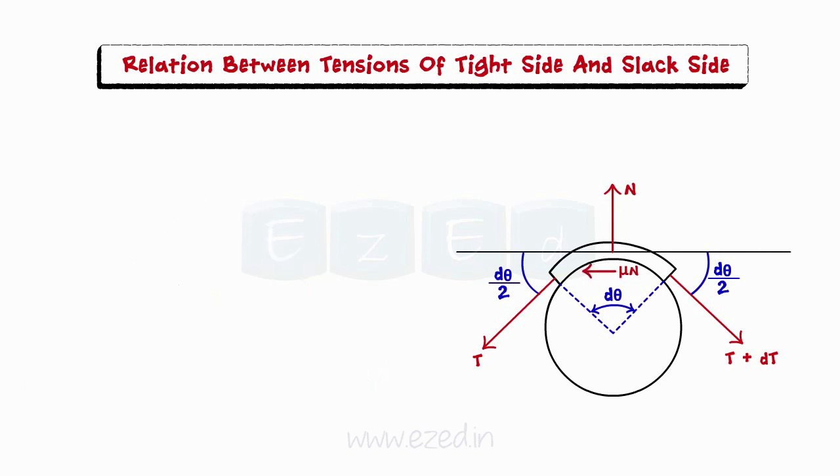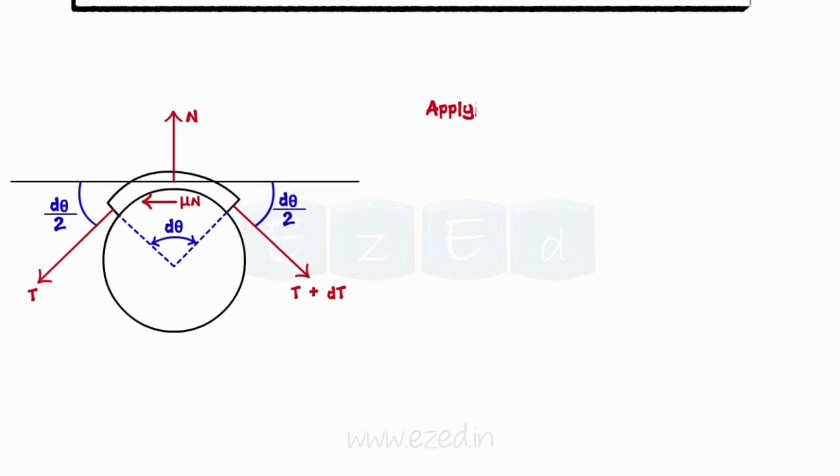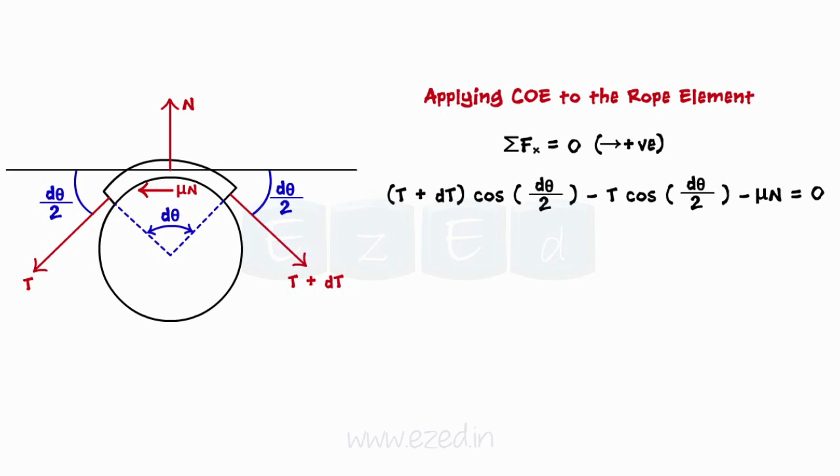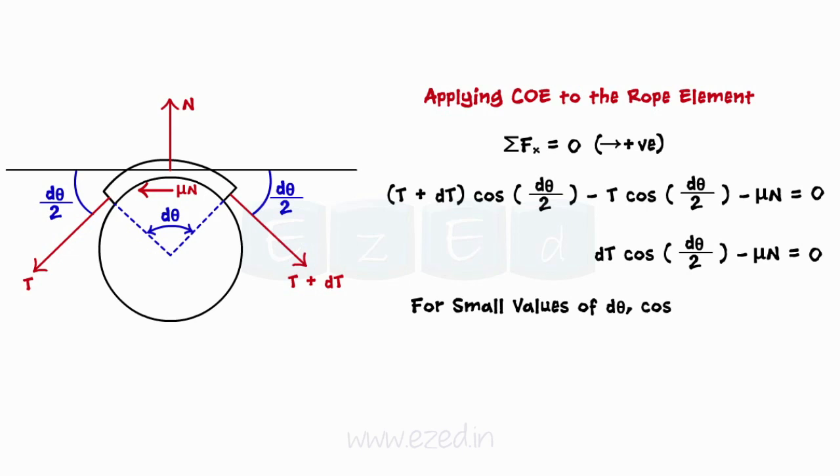Now, applying conditions of equilibrium to the rope element, first, we will equate the summation of all forces in the x direction to 0. On simplification, we will find that dT cos(d theta by 2) minus mu N is 0. But for small values of d theta, cos(d theta by 2) is approximately equal to 1. Hence, dT is equal to mu N.